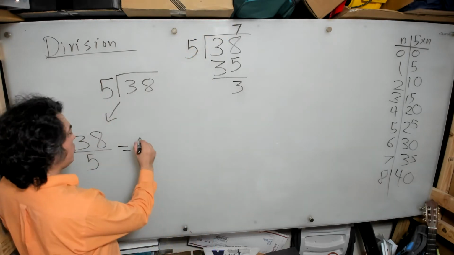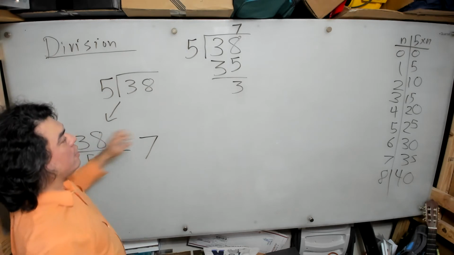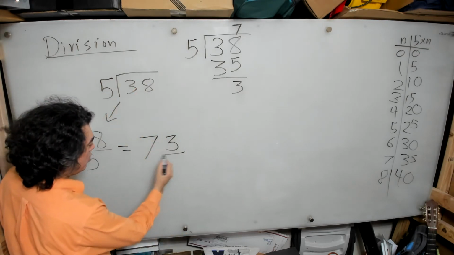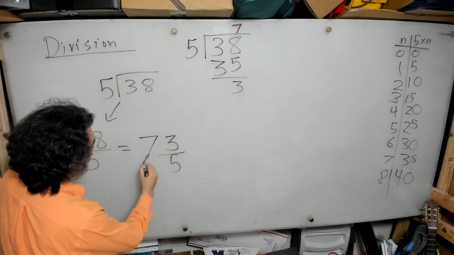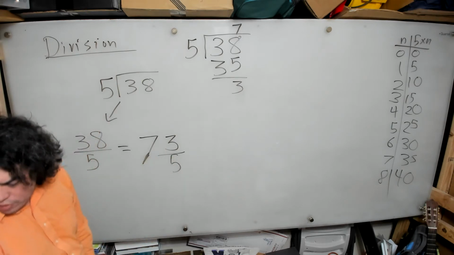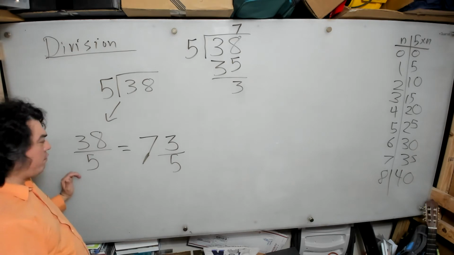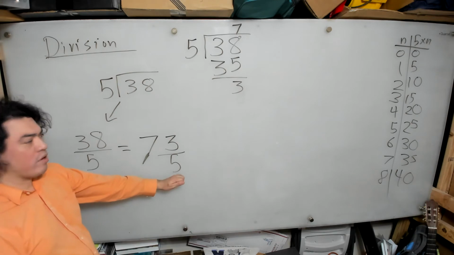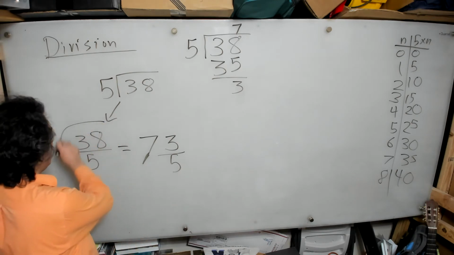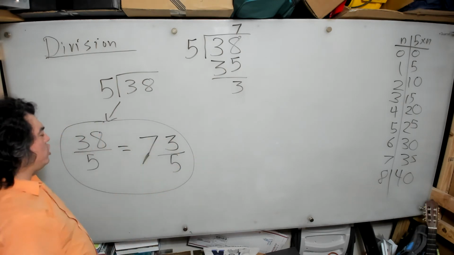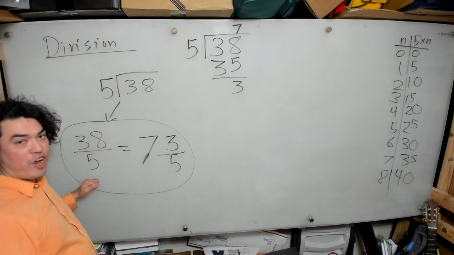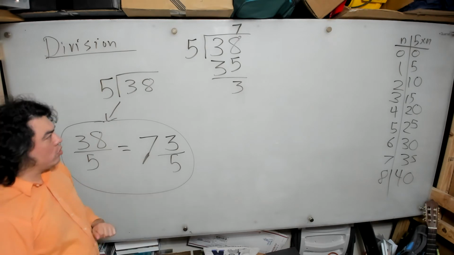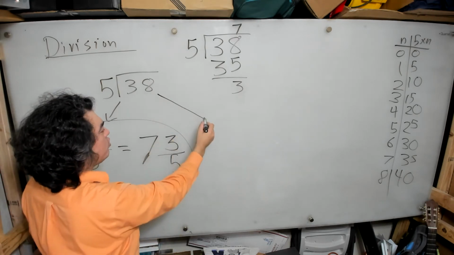I'm going to put it out here, 7. And then this 3 and this 5 become our fractional part. So what I can conclude now from this is that 38 fifths, or 38 divided by 5, is the same as 7 and 3/5 left over. So notice, long division lets us convert from an improper fraction to a mixed number interpretation. We can also see it this way.